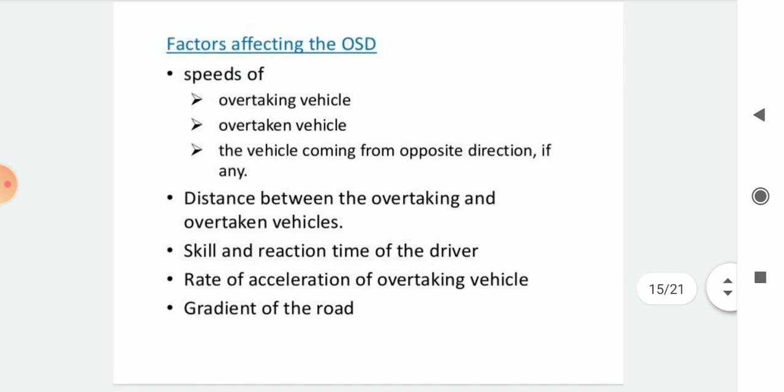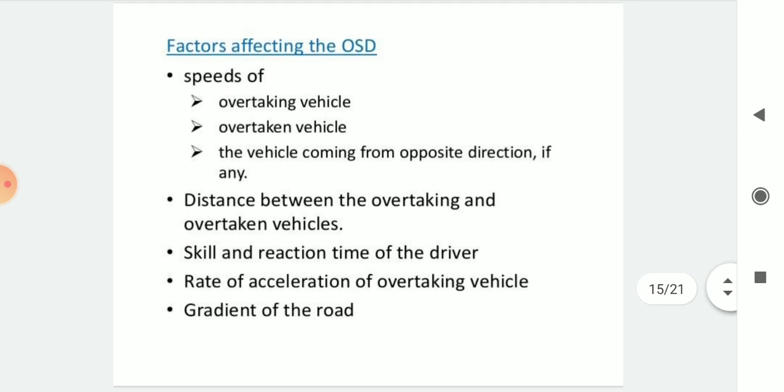Then what are the factors affecting the overtaking sight distance? First, speed of the overtaken vehicle, and the vehicle coming from the opposite direction, if any. These are the most important factors which affect the overtaking sight distance. Also, the distance between the overtaking and overtaken vehicles, skill and reaction time of the driver, gradient of the road, and rate of acceleration of the overtaking vehicle.